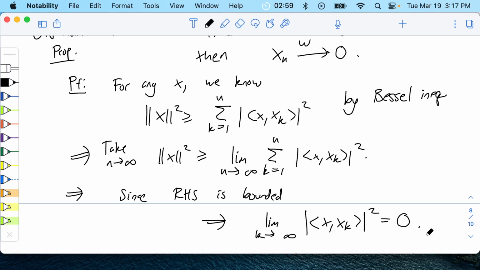Also, they do go weakly to 0. Note that they definitely don't go strongly to 0 because they always have norm 1, constant norm. So this is a nice example of orthogonal sequences. Okay, questions about this? We're about to introduce something that's important.